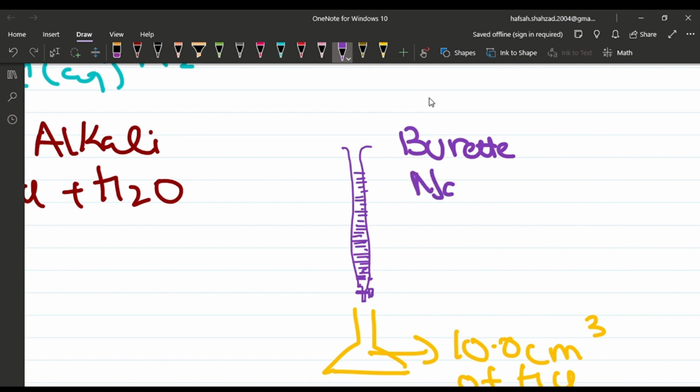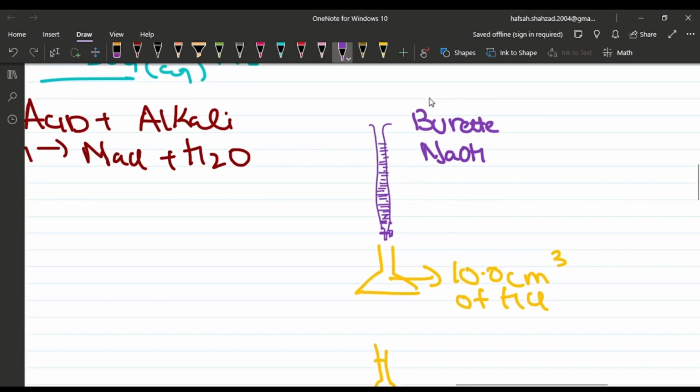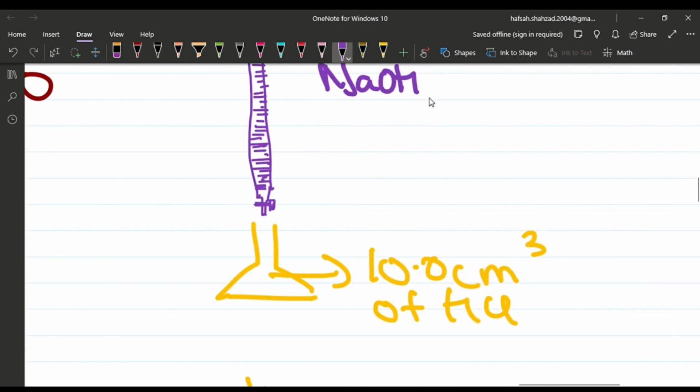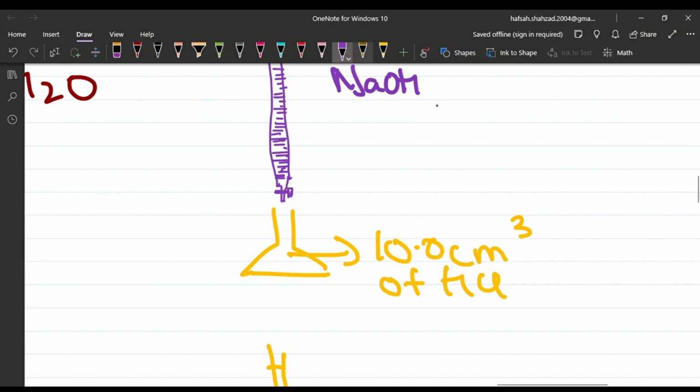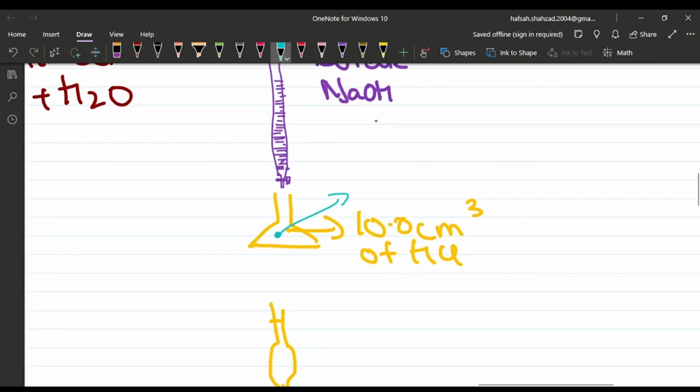The burette has NaOH, right? Because this is the setup of a classic titration. You have 10 cm cube of HCl in your conical flask. You added that using a pipette. You have your burette which has NaOH, and now we need to add 1 drop of phenolphthalein indicator as well in the conical flask. Now I'm telling you why we need to have 1 drop of phenolphthalein indicator. Suppose this is like 1 drop. So this is your phenolphthalein indicator.